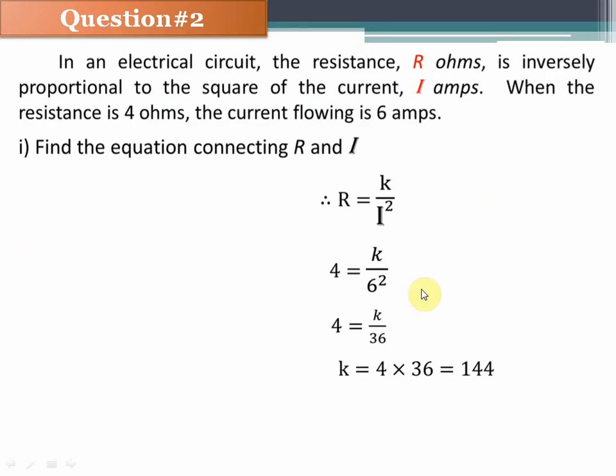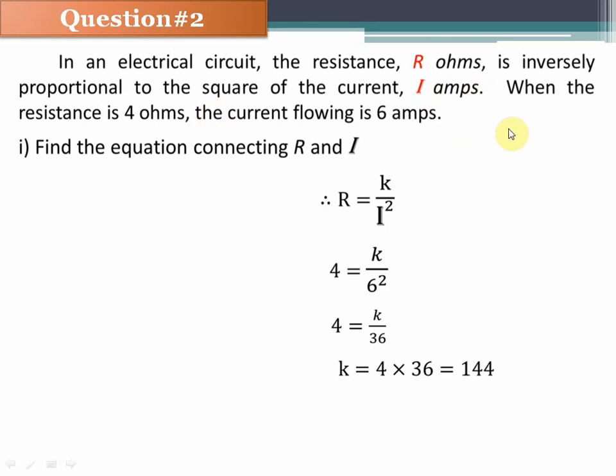Question number 2 is a slightly lengthy question. In a simple electrical circuit, the resistance R ohms, which is the unit of resistance, is inversely proportional to the square of the current I amperes. Resistance means the hurdle in the electrical circuit, and amperes is the unit of current. You can ignore the units, as it is not necessary to understand them for the maths.